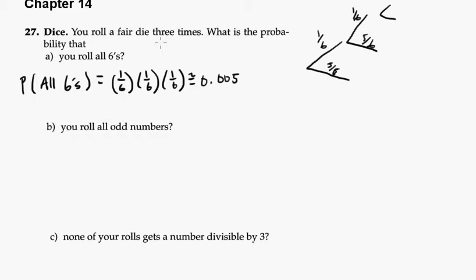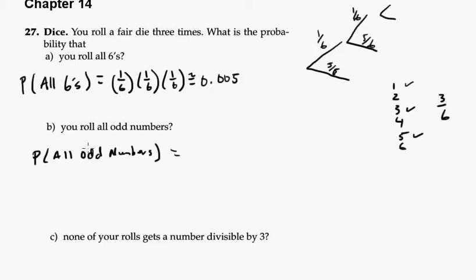Now, you roll all odd numbers. If we roll, the outcomes are 1, 2, 3, 4, 5, 6. So an odd, odd, and odd. The probability of an odd is 3 out of 6, so I think it's going to be 3/6 times 3/6 times 3/6.